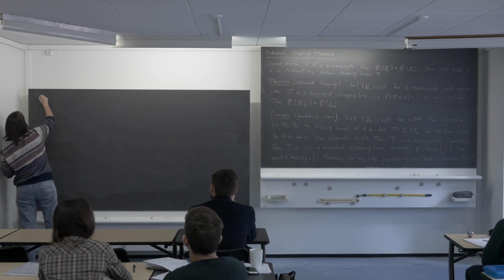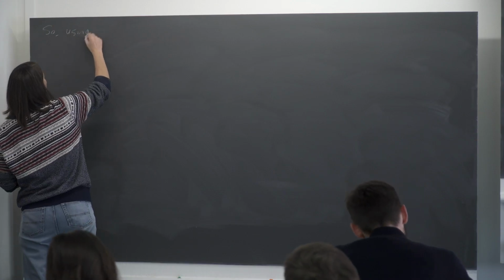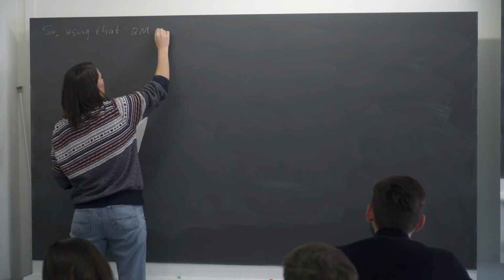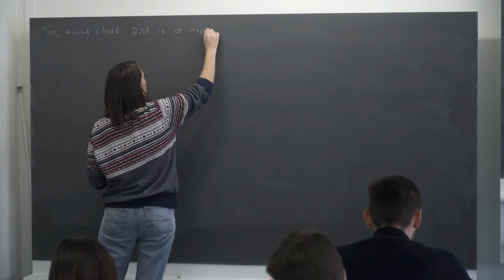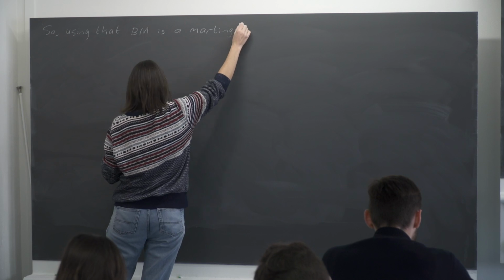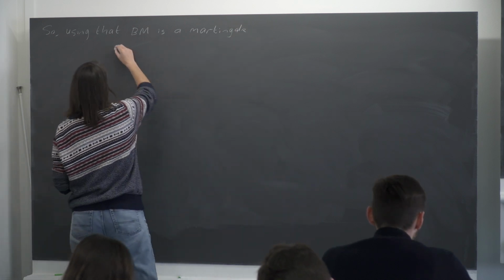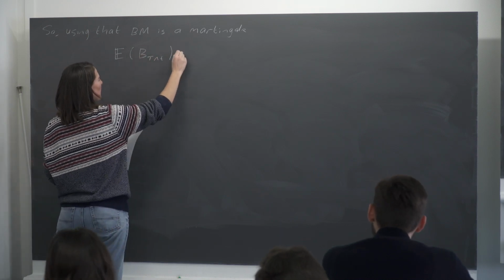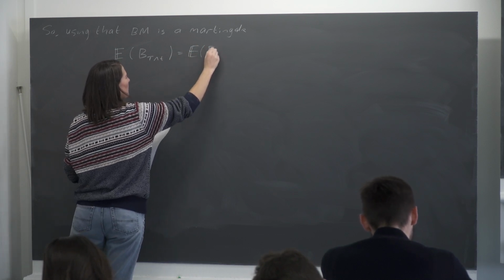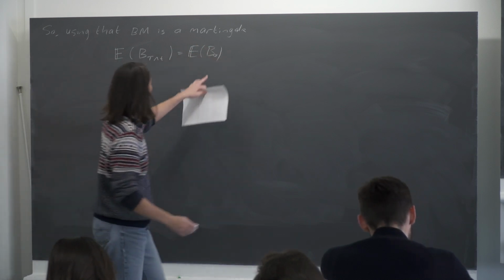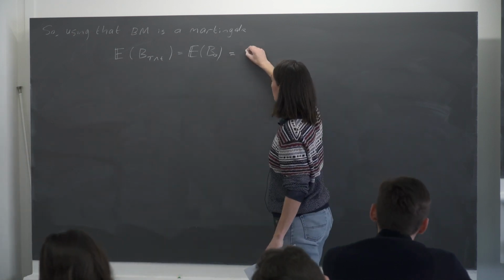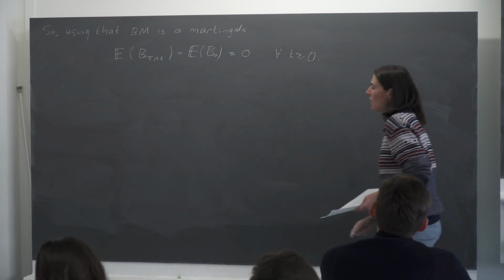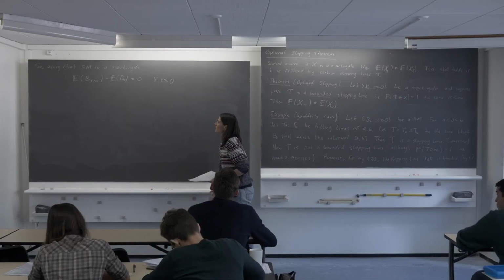Okay, so using that Brownian motion is a martingale, we know that the expected value of B at T min t is equal to the expected value of B0. But we know for Brownian motion, B0 is always equal to 0, and so that's equal to 0, and this is true for all t greater than or equal to 0.